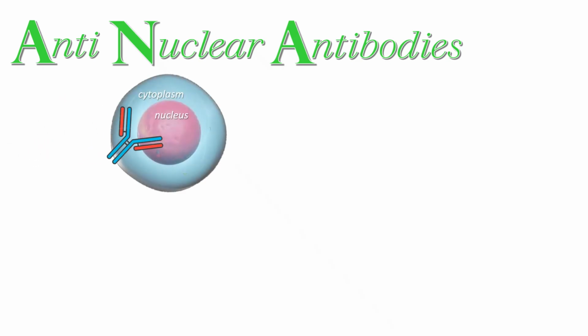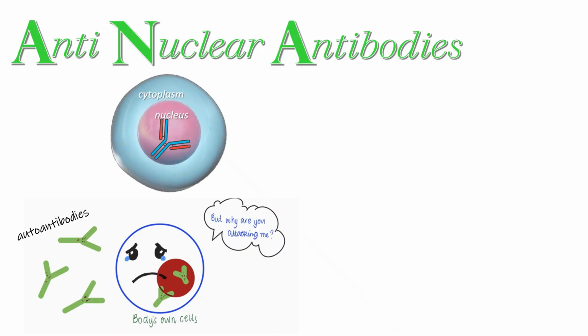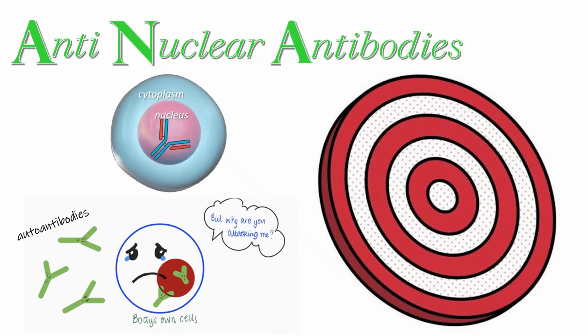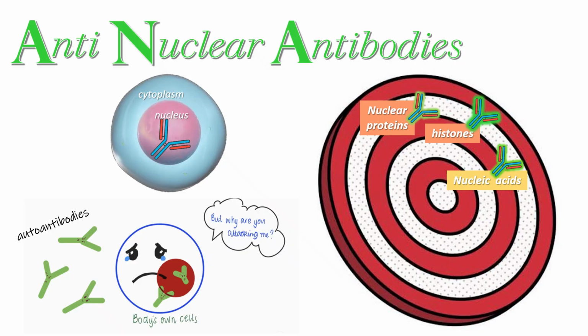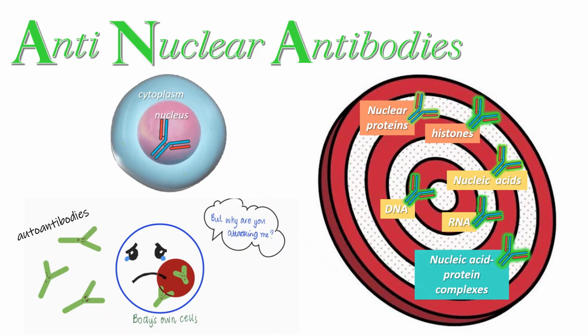As you may already know, ANAs stand for anti-nuclear antibodies. Obviously, by the term itself, this refers to antibodies that target the cell's nucleus. ANAs are classified as autoantibodies since they target the body's own cellular nucleus and components. These components include nuclear proteins such as histones, nucleic acids, of course the DNA and the RNA, and nucleic acid protein complexes. These complexes basically refer to DNA or RNA that are bound or attached to nuclear proteins, examples of which include RNPs and DNPs.